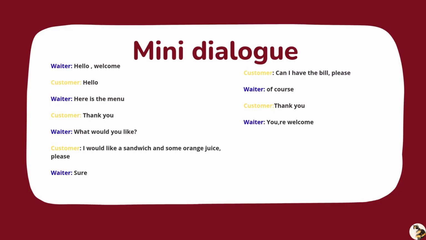Waiter says, hello, welcome. Customer says, hello. Waiter, here's the menu. Customer says, thank you. Waiter, what would you like? And customer says, I would like a sandwich and some orange juice. Customer says, can I have the bill, please? Waiter says, of course. Customer says, thank you. And waiter says, you're welcome. Simple, right?